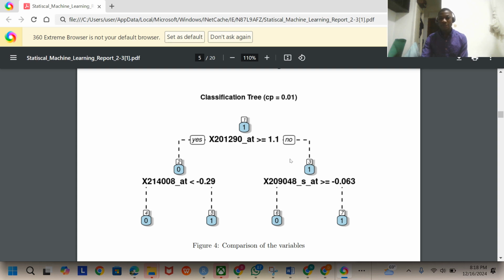Likewise, on my right hand side, variable x209048 was also an influencer in the Kruskal-Wallis statistics, so no wonder it also appeared in the decision tree model. That one has a threshold of negative 0.063. So if you have a feature which is greater or equal to negative 0.063, my decision tree classifies you as not having, and if you are less than that, it classifies you as having.